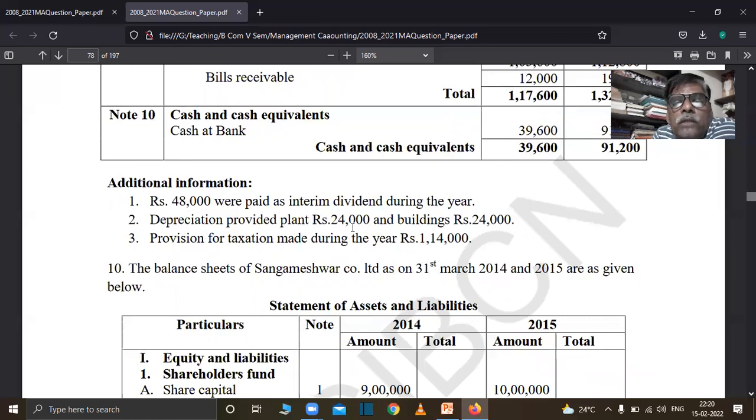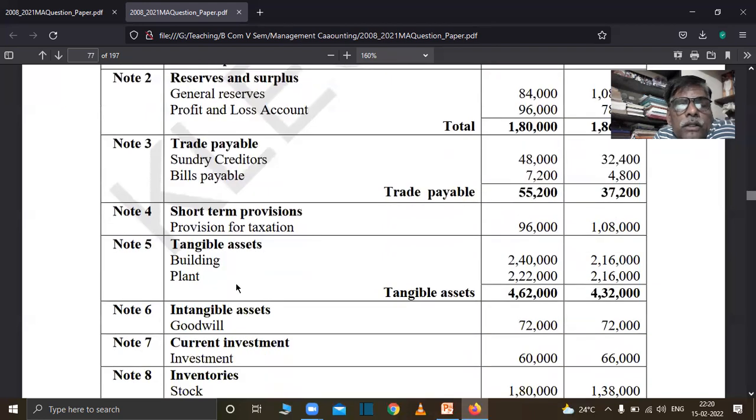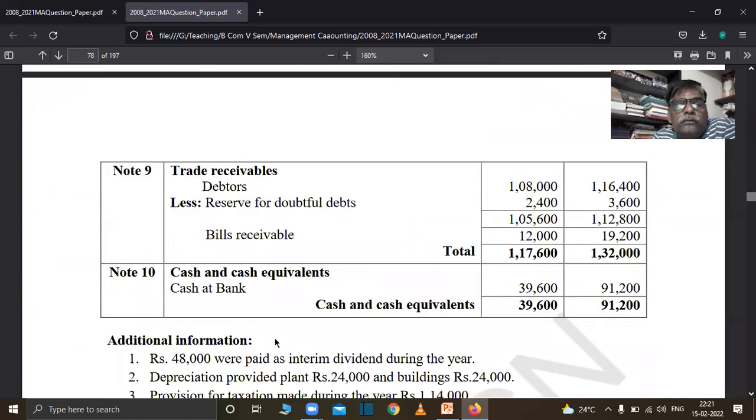Okay, depreciation 24,000 on plant and building, 24,000. So in the building account, 24,000 depreciation is there. So you see here also tangible asset, building: difference is 24,000, decrease 24,000, depreciation 24,000. So there is no need of preparing the account. But plant difference is not 24,000. There is an adjustment depreciation of 24,000, but here decrease is not equal to 24,000. Therefore, you have to prepare the account, plant account.